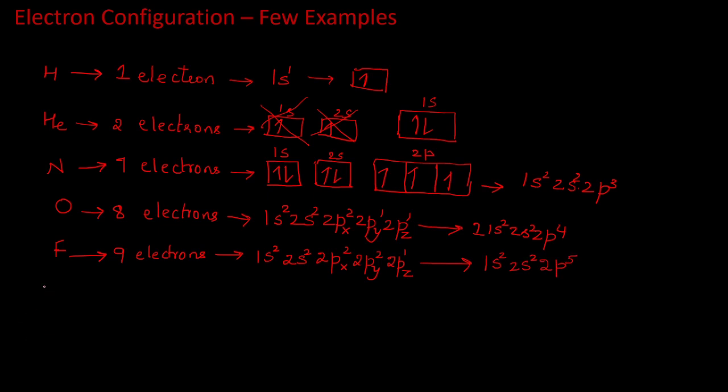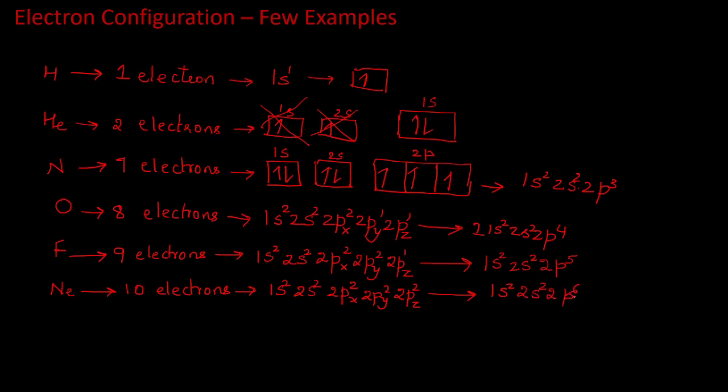right? Now let's go to another element, which is neon. Neon has the electron configuration of a noble gas. So basically it should have 10 electrons, and you see that 1s2 is completely filled, 2s2 is also completely filled, 2px is filled with 2 electrons, 2py orbital is filled with 2 electrons, and 2pz is also filled with 2 electrons, and therefore to summarize I can write the electronic configuration as 1s2, 2s2 and 2p6.